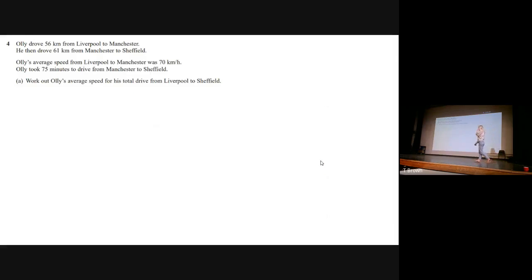Right, Ollie drove 56 kilometres from Liverpool to Manchester. He then drove 61 kilometres from Manchester to Sheffield. Ollie's average speed from Liverpool to Manchester was 70 kilometres an hour, and Ollie took 75 minutes to drive from Manchester to Sheffield. Work out Ollie's average speed for his total drive from Liverpool to Sheffield.